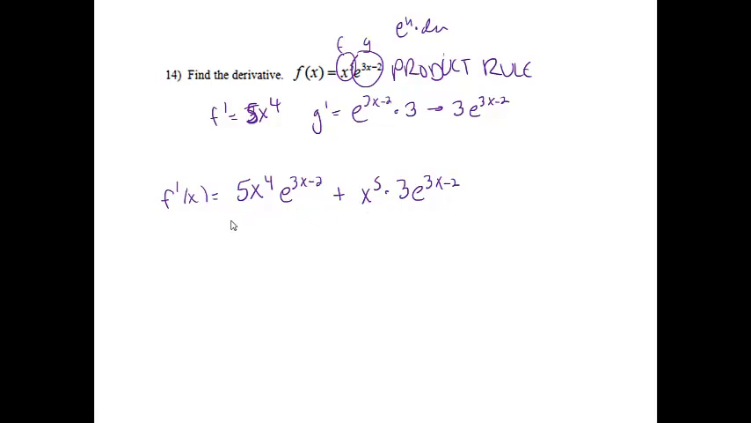And I'm going to look at what they have in common, and that would be an x to the 4th, so I'm going to factor out an x to the 4th. So I get x to the 4th. Oh, and actually they both have an e to the 3x minus 2. Okay, so if I factor that out, I will be left with 5 in the first term, and I will be left with 3x in the second term. So that would be my derivative.